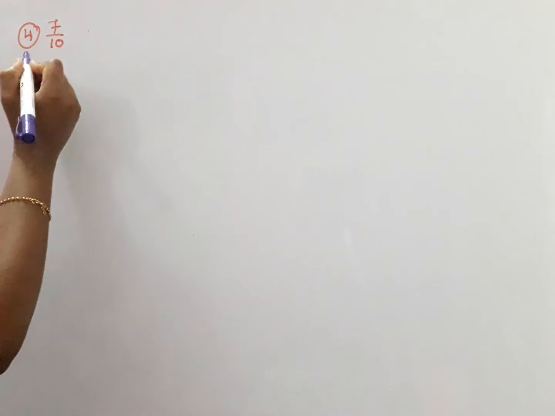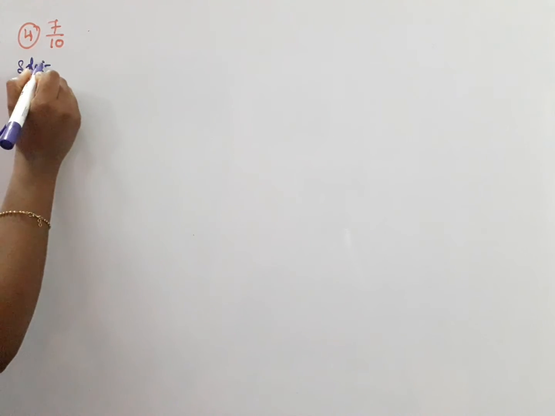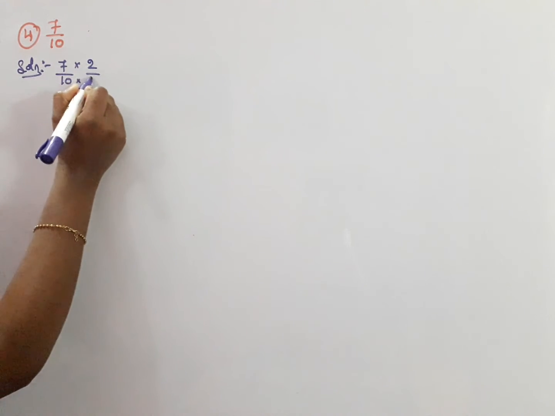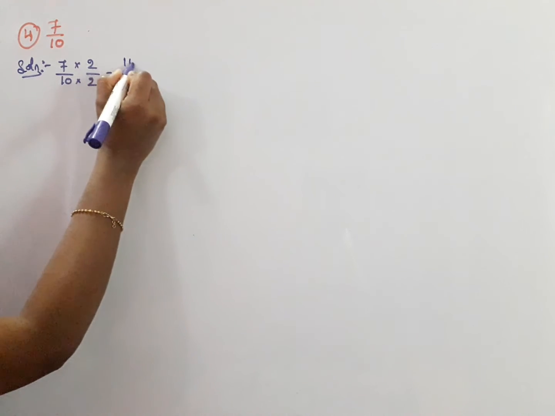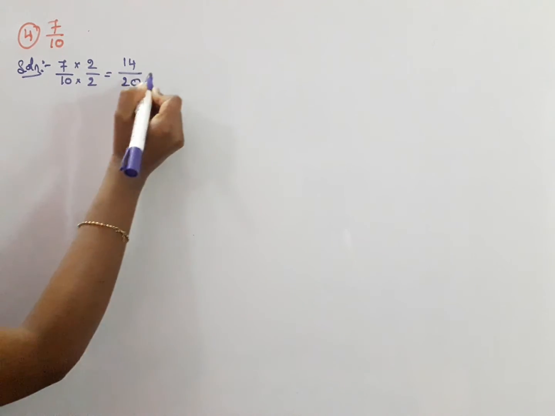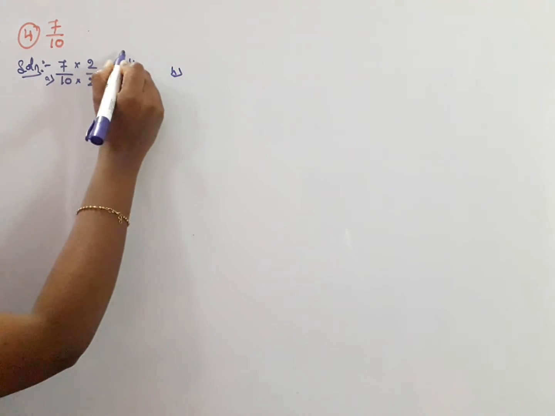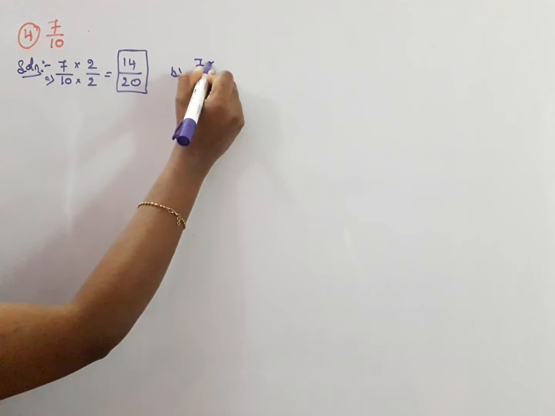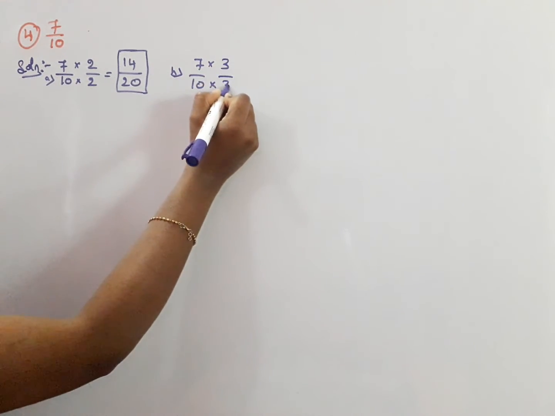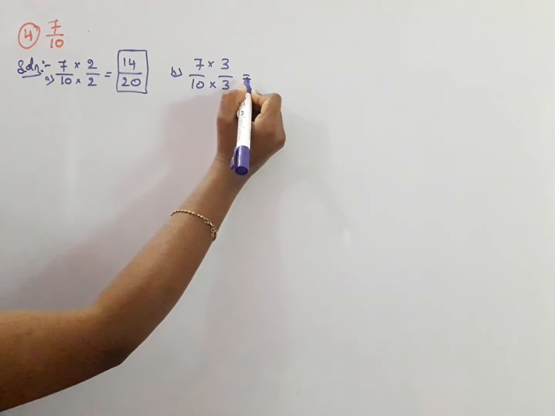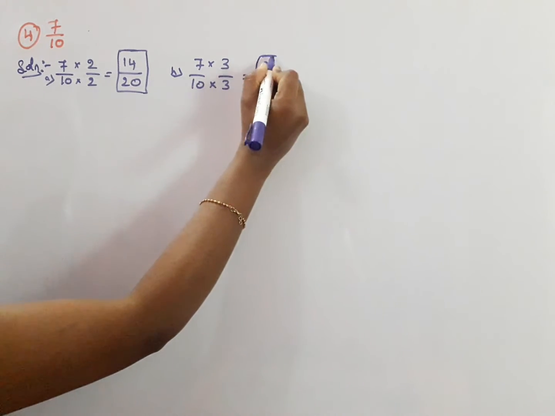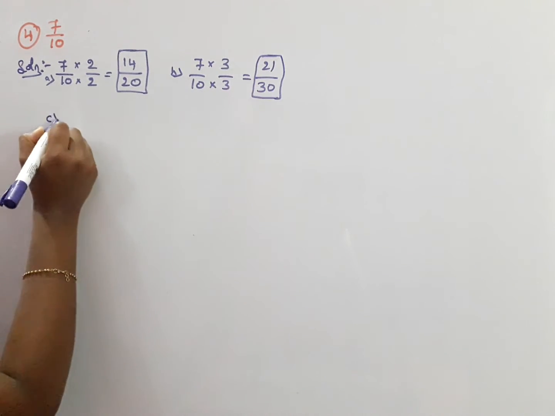Next example, 7 by 10. So now write here 7 by 10. Multiply the numerator and denominator of a fraction by the same number. Start with 2. 7 2s are 14. 10 2s are 20. First equivalent fraction of 7 by 10. 7 by 10 multiplied by 3. 7 3s are 21. 10 3s are 30. Second equivalent fraction.